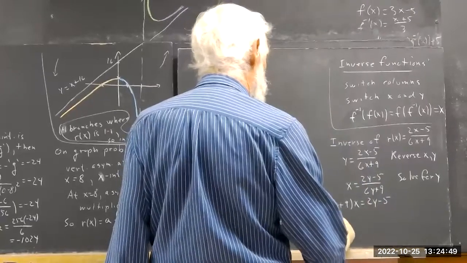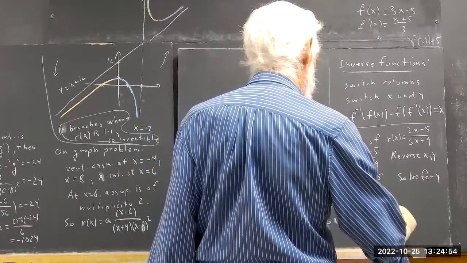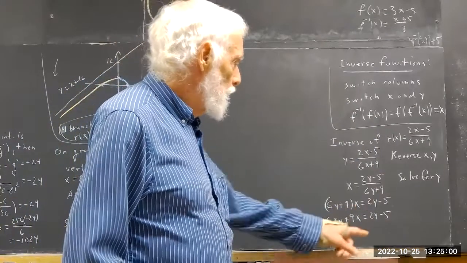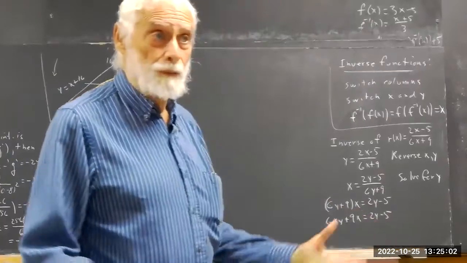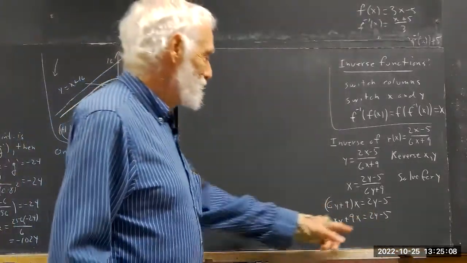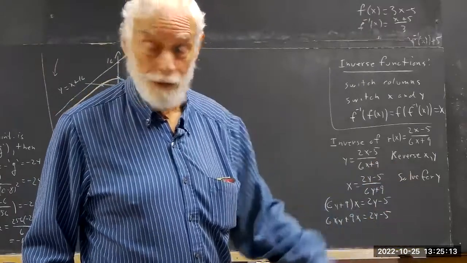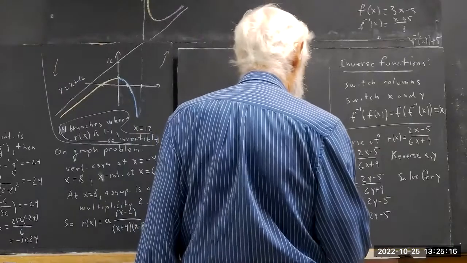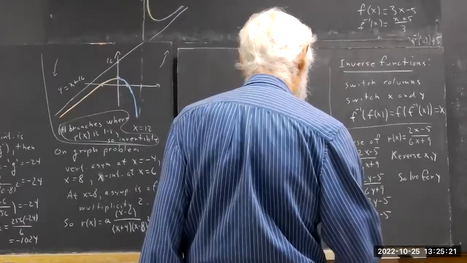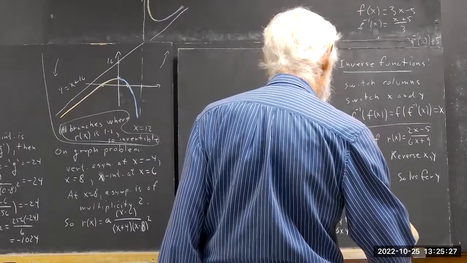We expand this, we get 6xy plus 9x equals 2y minus 5. And then we want to solve for y. We got a y on this side, we got a y on this side. That's unwise. Okay, well, it is, but we want to end up with all the y's on this side and everything else on that side, including x's. So we rearrange this as 6xy minus 2y equals -5 minus 9x.